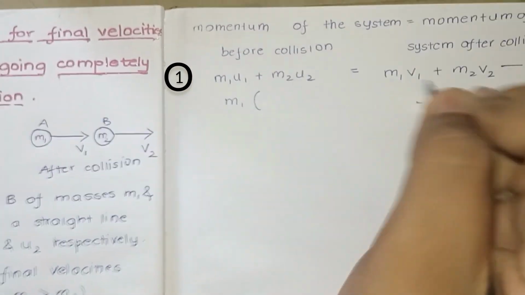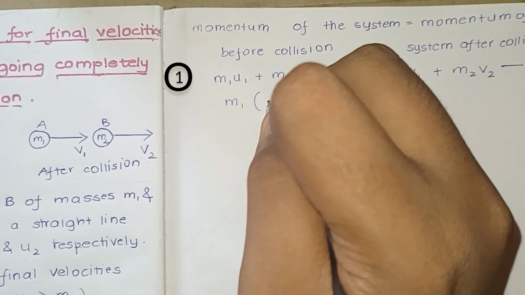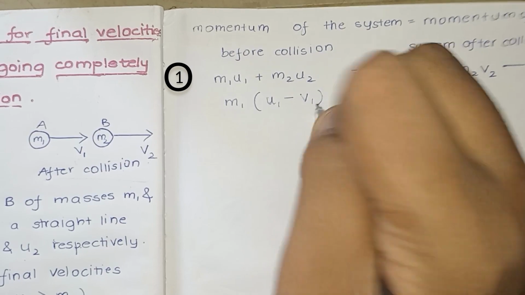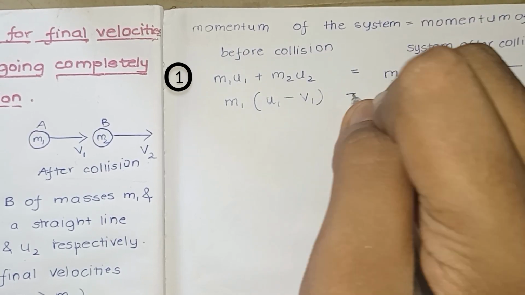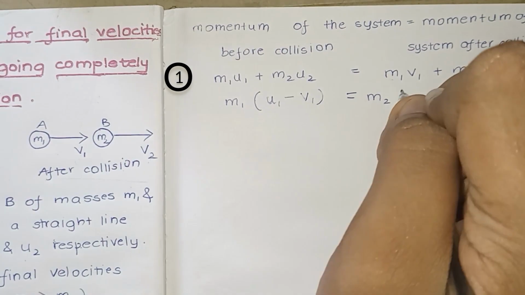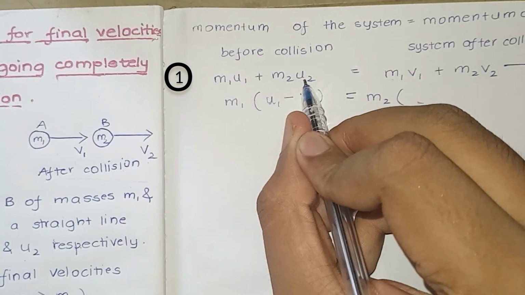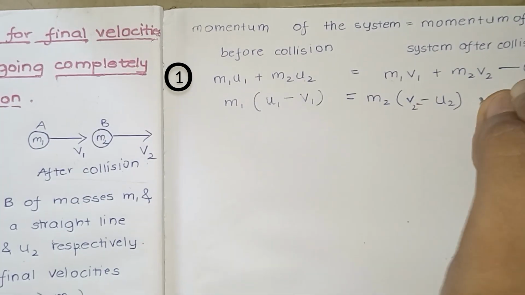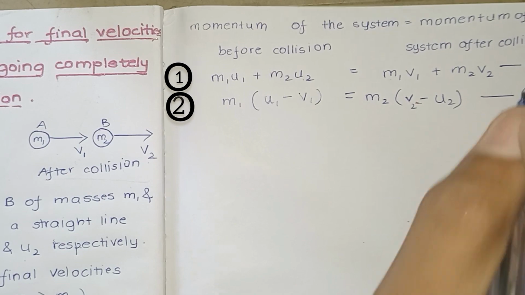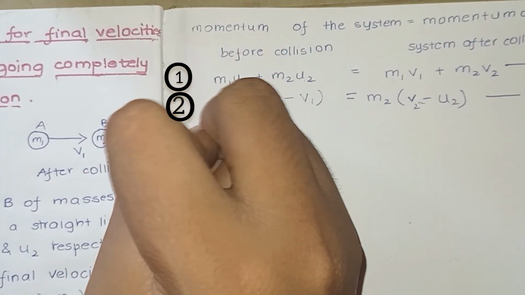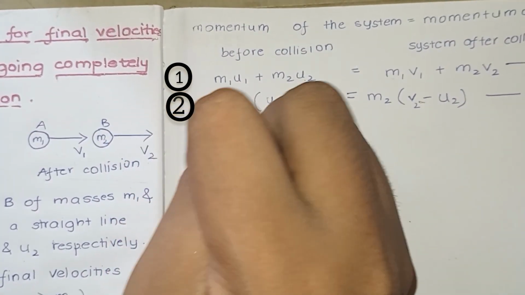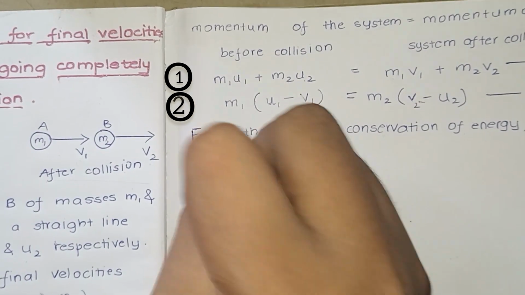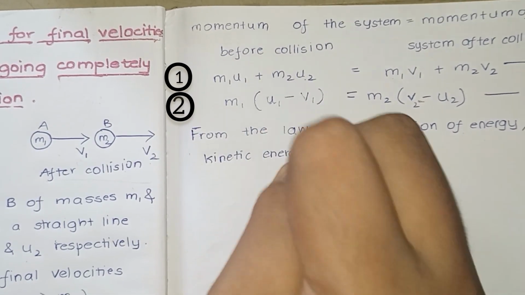For simplification we can take m1 and m2 common. Bringing m1 v1 to the left hand side, we get m1 u1 minus m1 v1, and taking m1 common, m1 into u1 minus v1. On the right hand side, m2 v2 stays as it is, and m2 u2 goes to the right hand side and becomes minus, so m2 v2 minus m2 u2, and taking m2 common, m2 into v2 minus u2. This is equation 2.